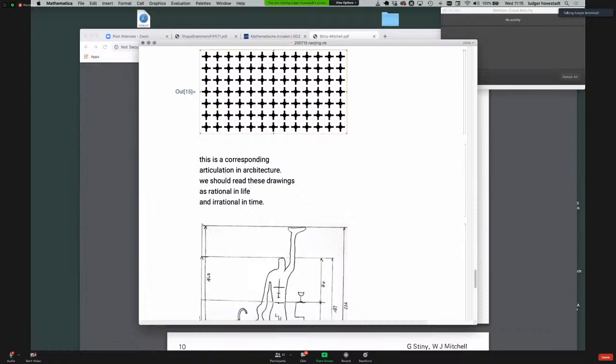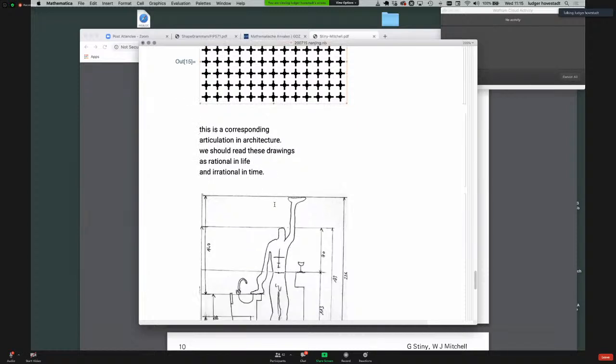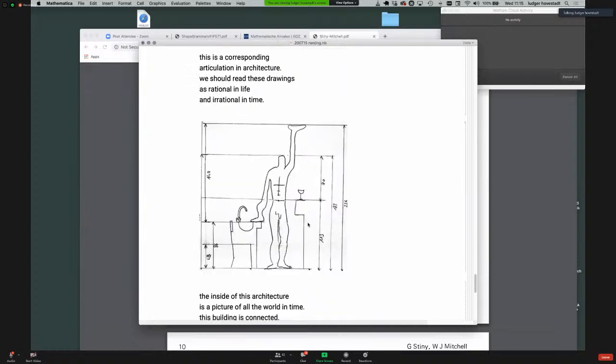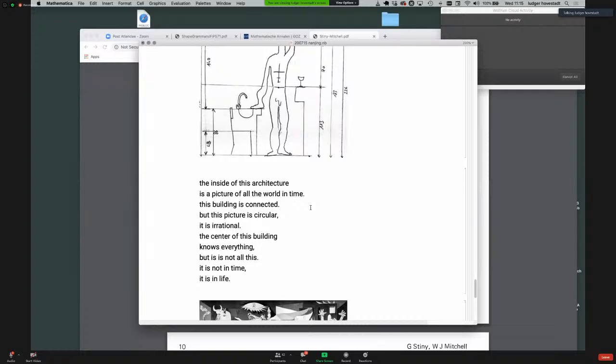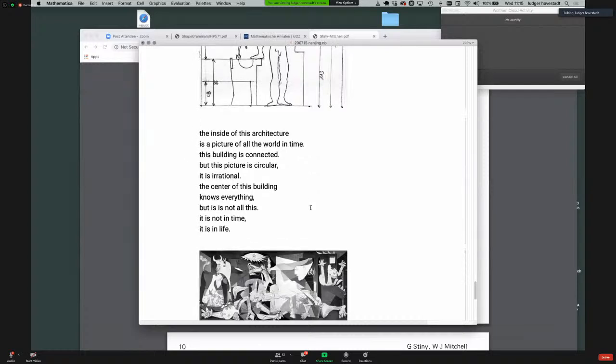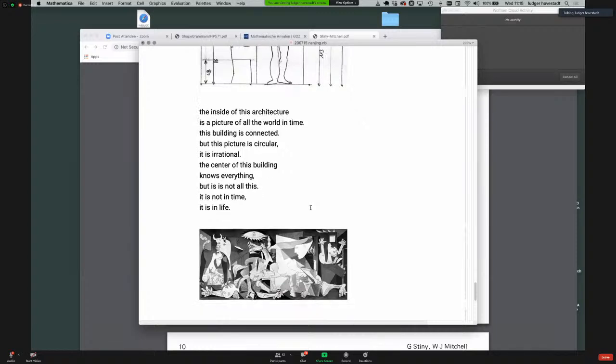And this is a corresponding articulation in architecture. We should read these drawings as rational in life and irrational in time. So this is with Corbusier, these kind of measurements. The inside of this architecture is a picture of all the world in time. This building is connected, but this picture is circular. It's irrational. The center of this building knows everything, but it is not at all this. It is not in time, it is in life.